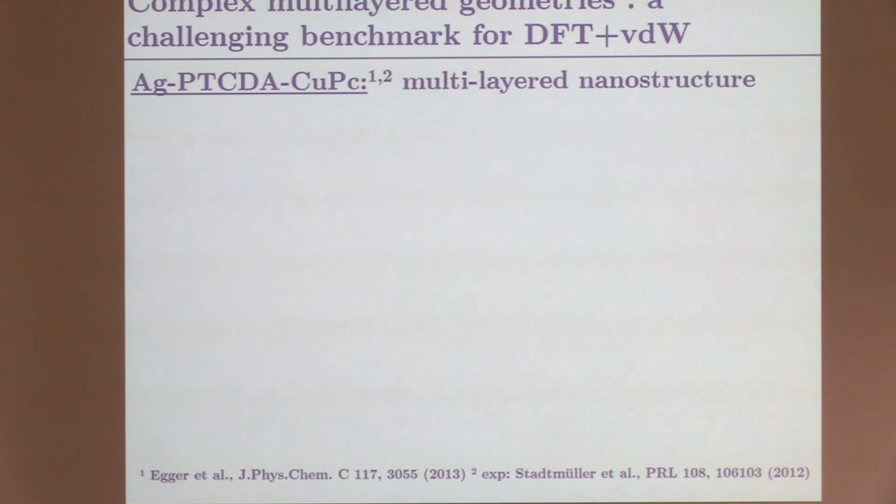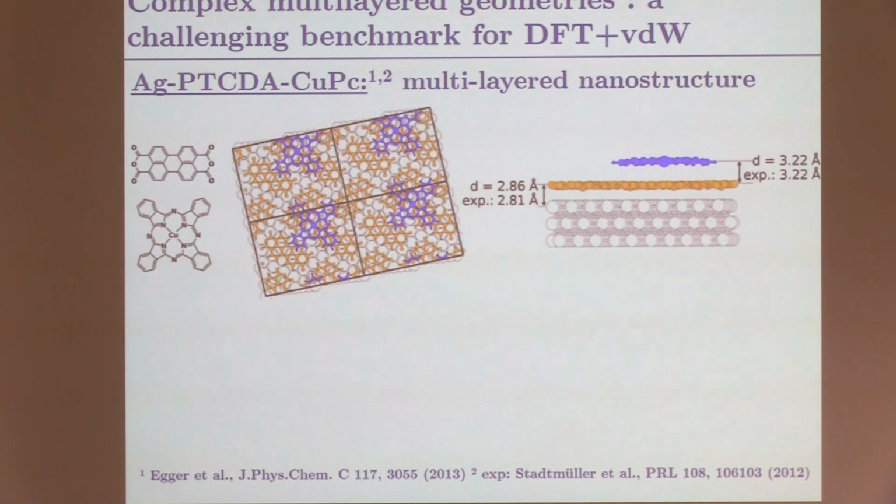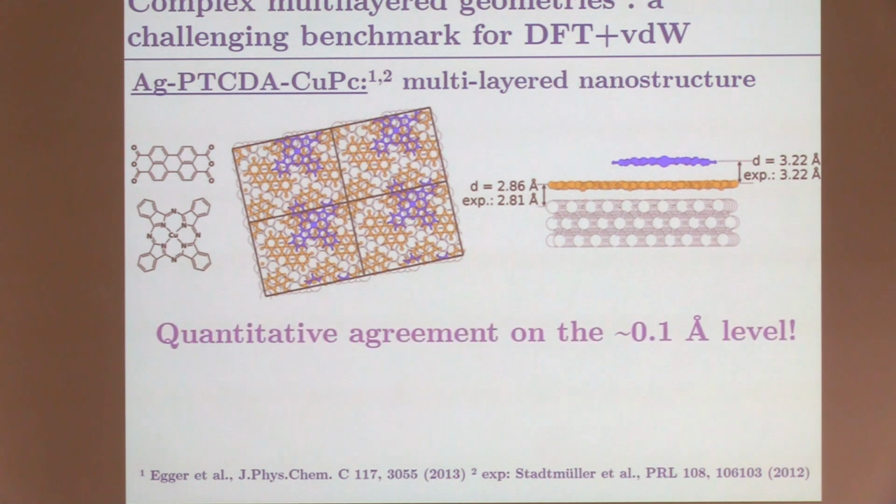So we get a multi-layered structure, which is challenging for the theory because now the system is becoming even more heterogeneous. This is how it looks. You have the PTCDA molecule on top of the silver surface, and then you have less densely packed copper Pc molecules on top. And to our great satisfaction, we found that the agreement of the theory with the experiment is very, very good using these van der Waals corrections.